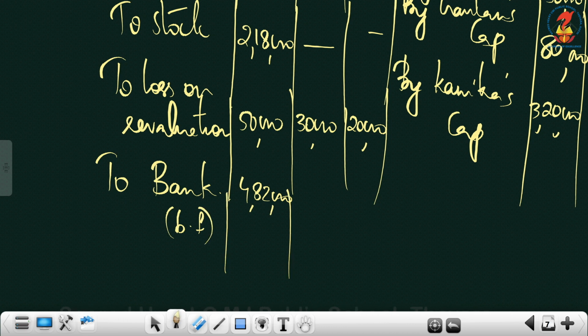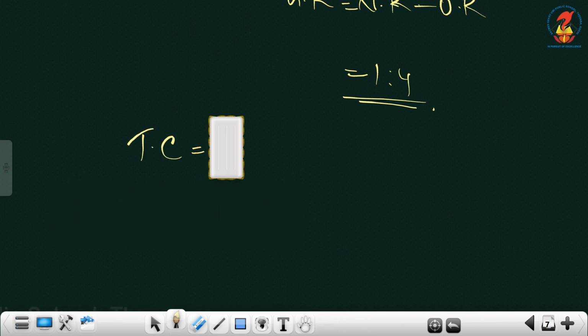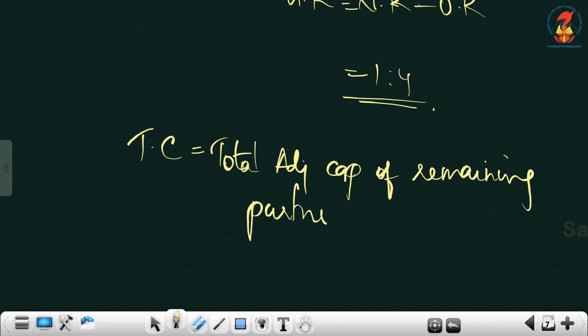Clear? Now we will do adjustment of capital for Gautam and Kanika. So take your working note, write the total capital formula. Total adjusted capital of remaining partners Gautam and Kanika. That means you compute the balancing figures plus shortage of cash.